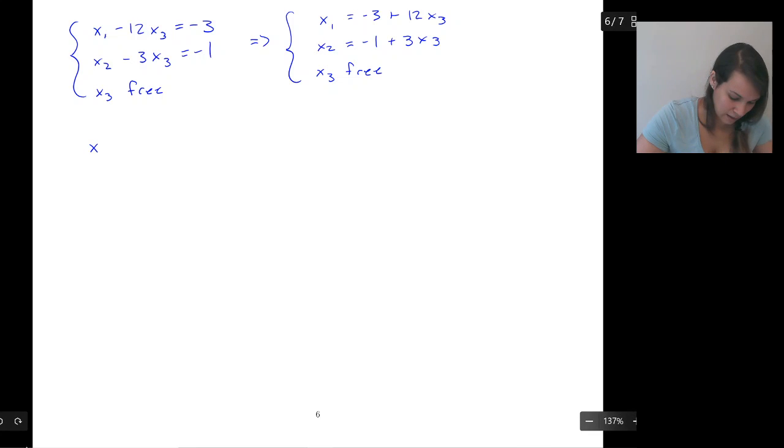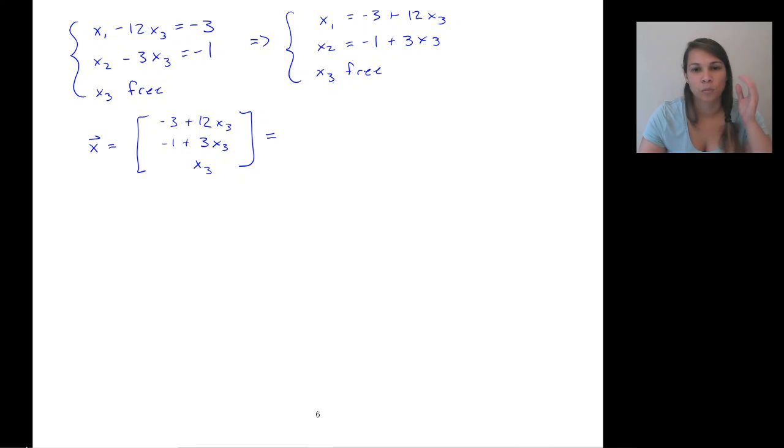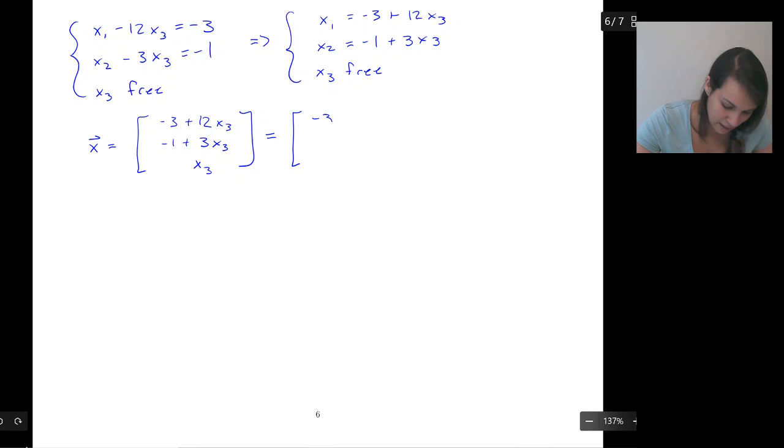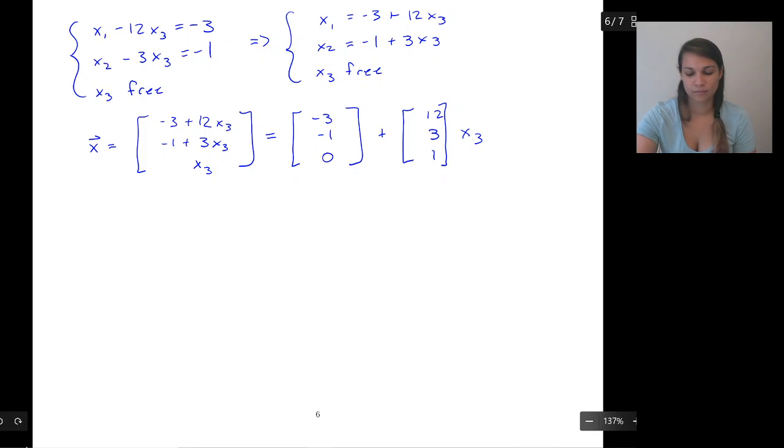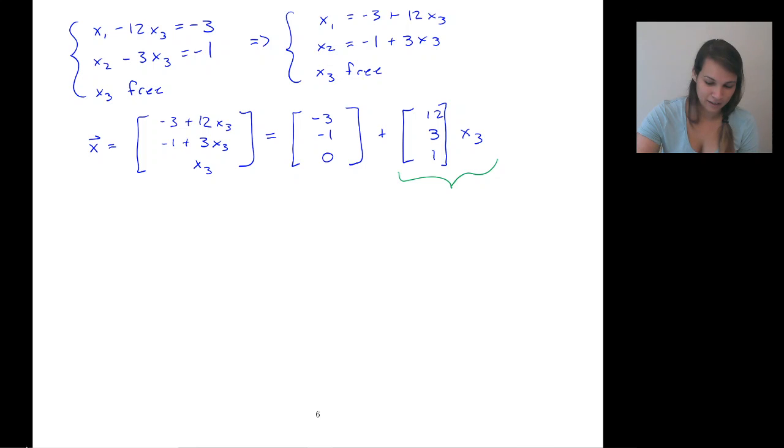Okay, let's put this in vector form. So this is going to be -3 plus 12x3, -1 plus 3x3, and x3. Then I want to organize this vector into two separate vectors, one with x3s and one without. So the one without looks like -3, -1, 0, and then plus 12x3, 3x3, and then 1. I'm just going to go ahead and do that in this step. Pull the x3 out. Okay. What does this look like? It looks like example 1's solution, hopefully, because it is. And that's not a coincidence.